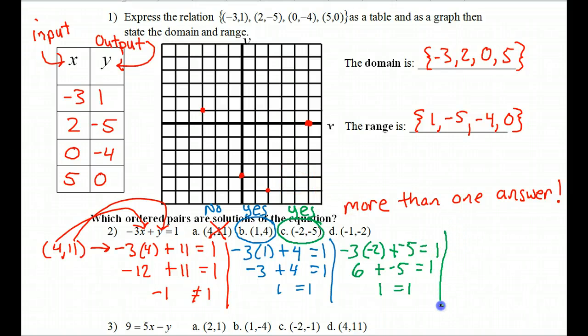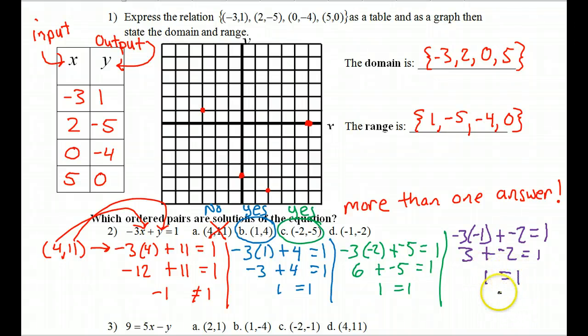Okay, one more. Let's go purple. So now I'm going to use this one. So negative 3 times negative 1, because that's my x value, plus negative 2, because that's my y value. And again, we're checking, does that equal 1? Negative times negative is a positive, so that's 3 plus negative 2. That's the same thing as 3 minus 2, so that does equal 1. So that is yet a third yes. Okay, so all three of these points are solutions, but the first one was not.